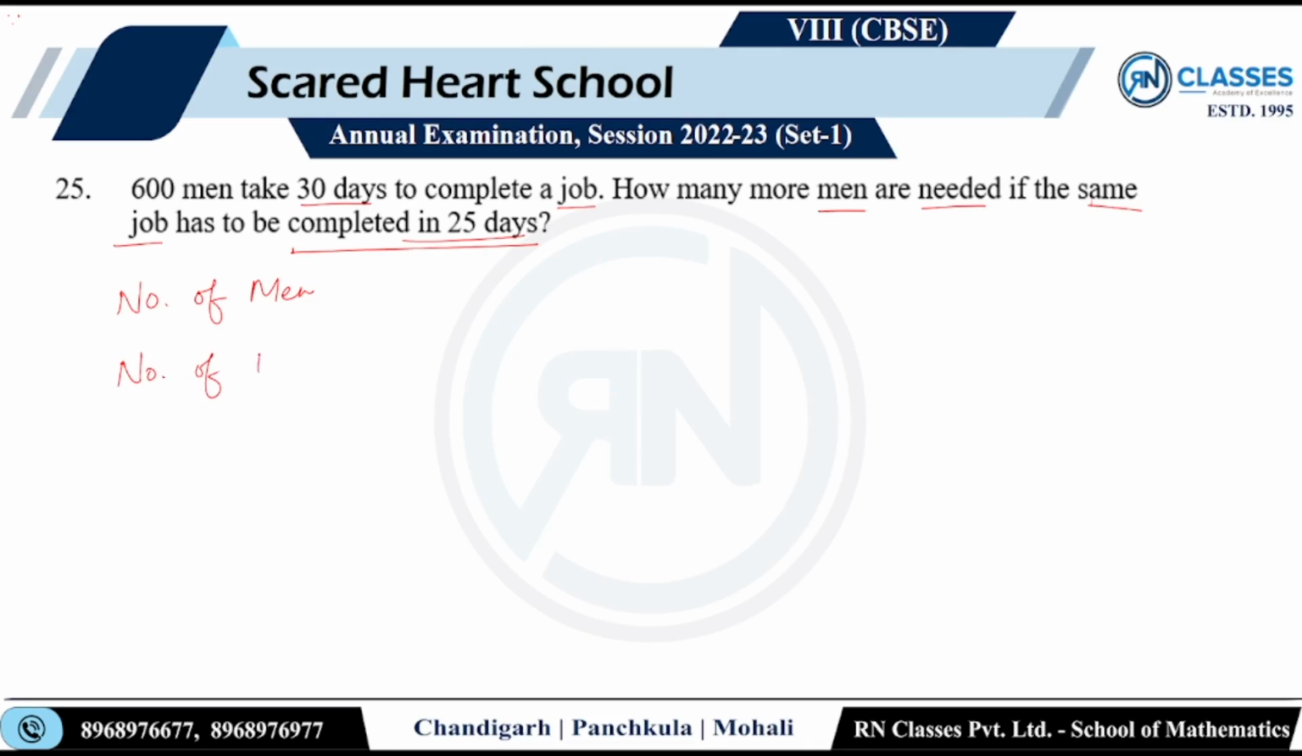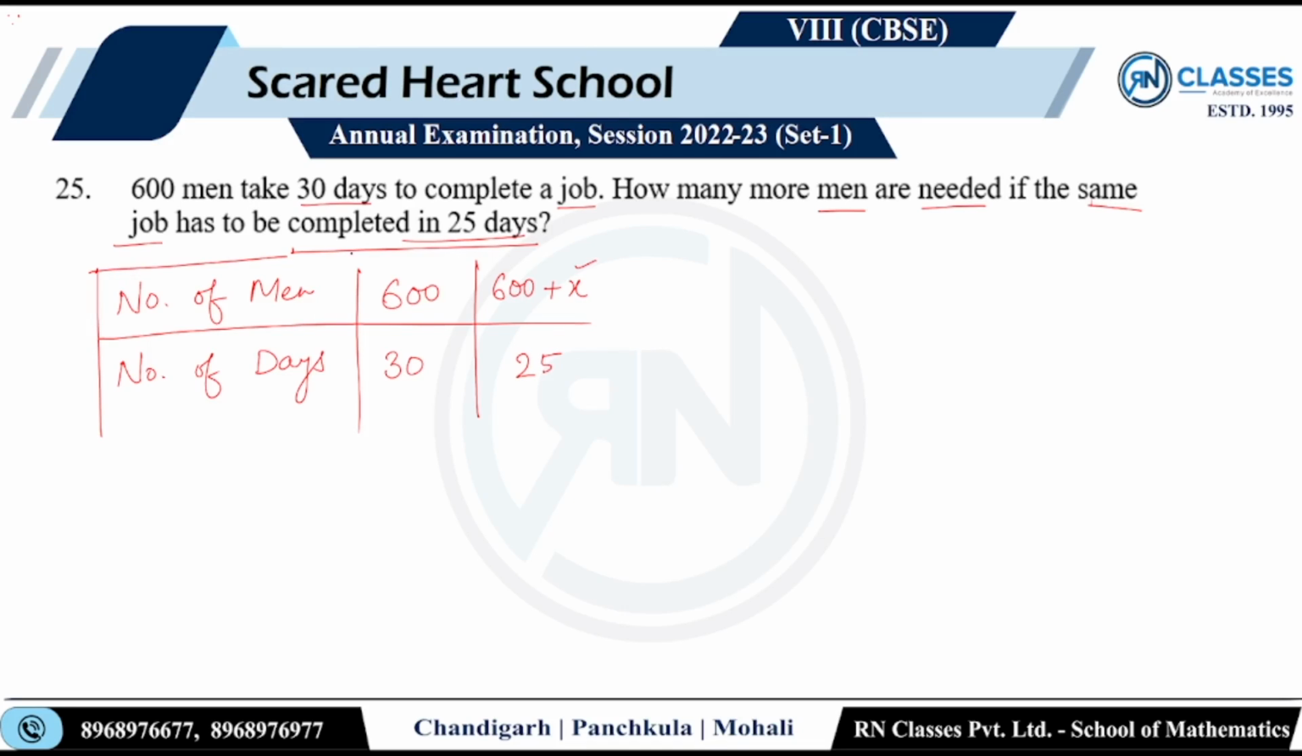So if I have 600 men, the job will be completed in 30 days. How many more men are required? More means 600 तो थे ही, उसमें कितने men add कर दिया? I don't know. Let those number of men be x. These are the men which are added. Be careful about it, right? And the job has to be completed in 25 days.